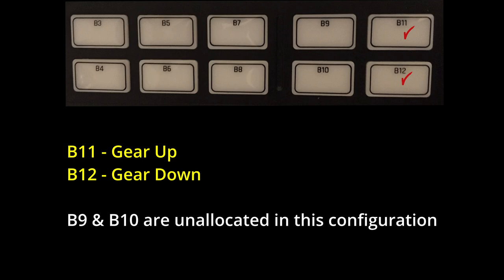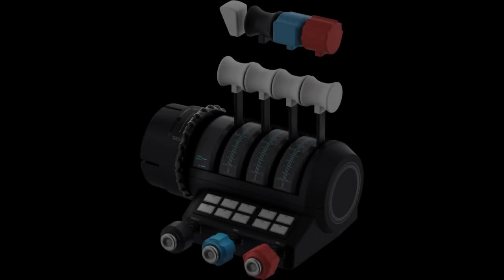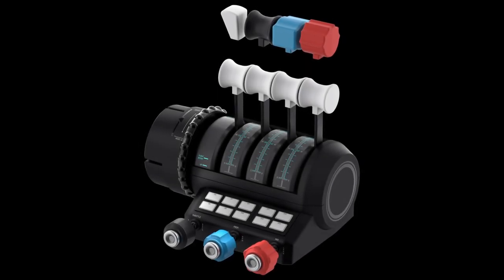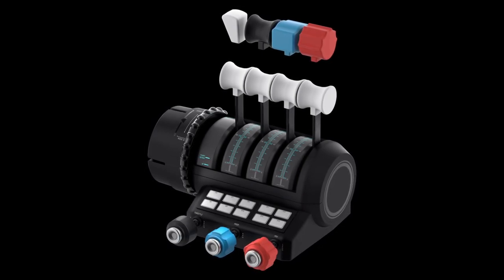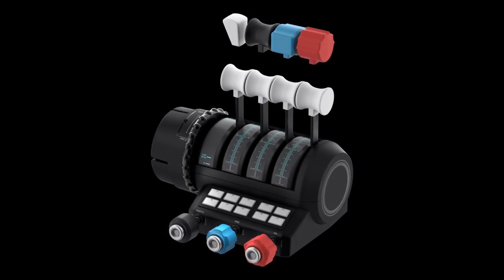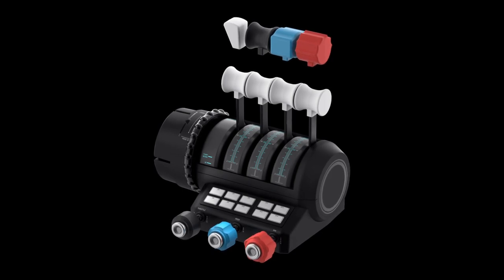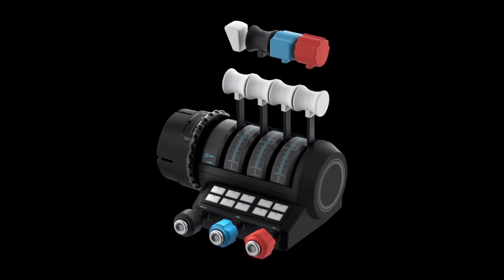The reason I do this at the moment is because the lights are not activated yet. That'll be in a future update. And I find that sometimes I forget, have I got gear up or have I got gear down? And of course, these buttons will only work where the aircraft you're flying has retractable gear.